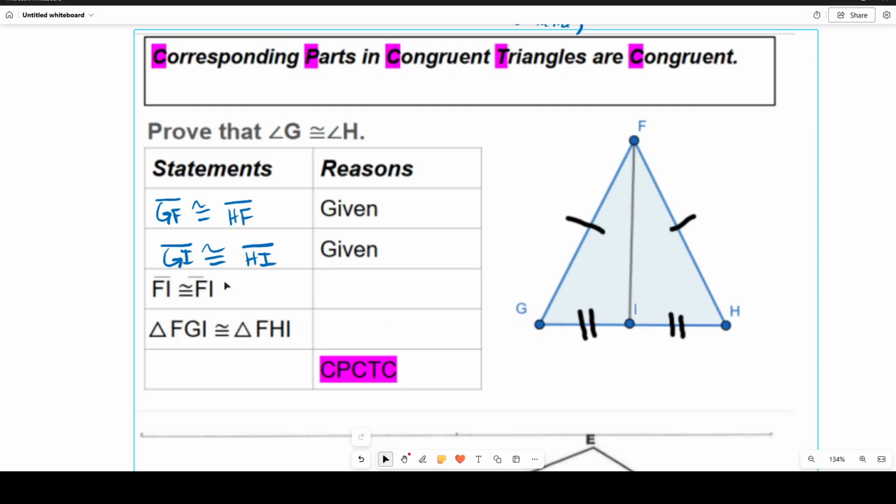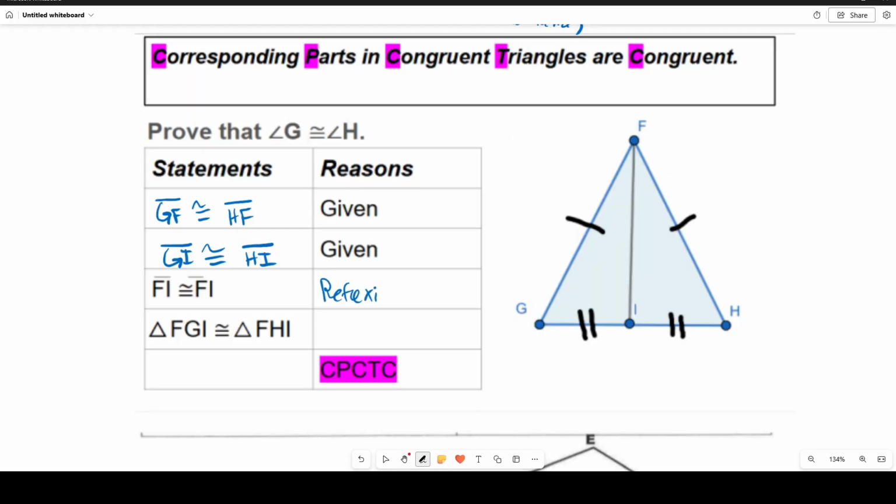Now, this one is a bit interesting because this is the exact same thing. FI is congruent to FI. Well, we've seen something like that before. If anything is congruent to itself, that's a property. That's called reflexive property.